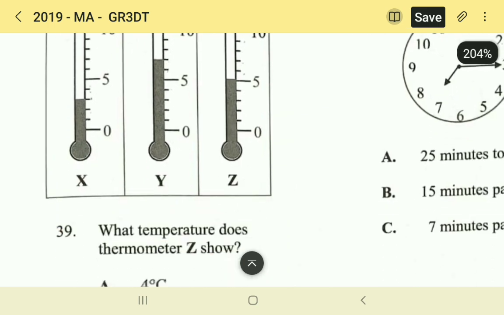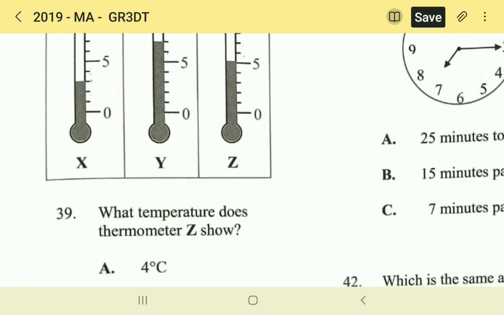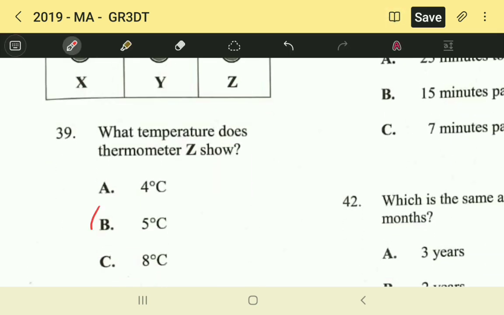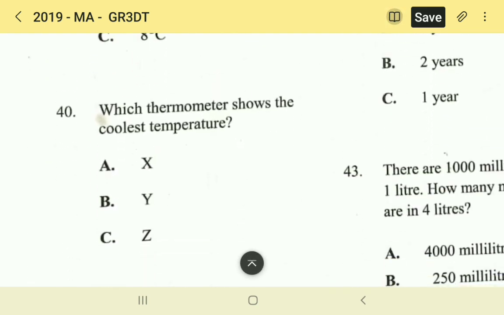Moving on. This one, it says, use the thermometers below to answer questions 39 and 40. This one is also a repeat. What temperature does thermometer Z show? 5 degrees Celsius. This one is a repeat. Oh my God, this paper would nice you guys.